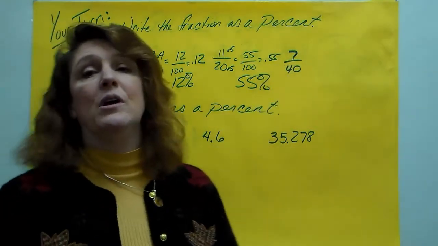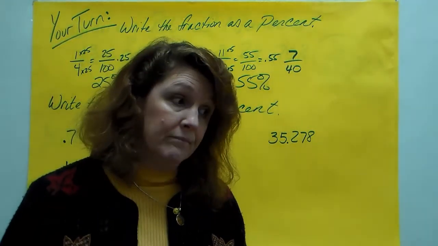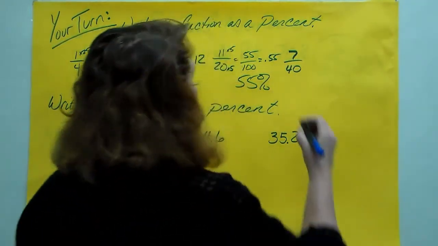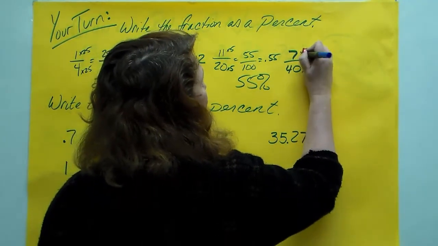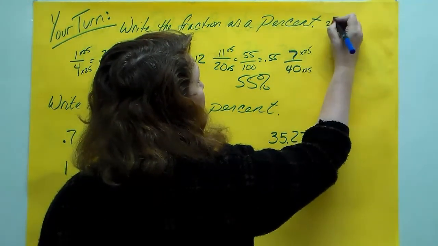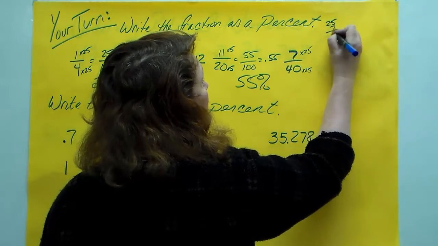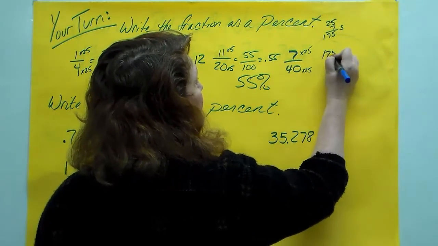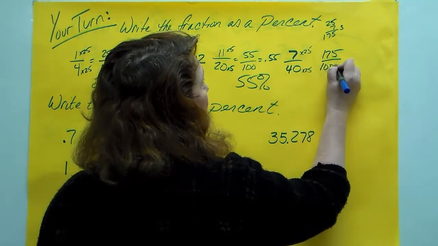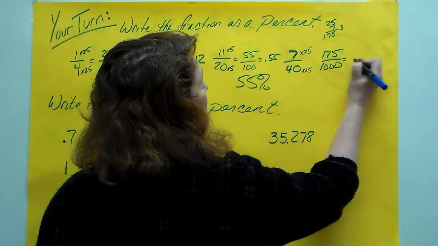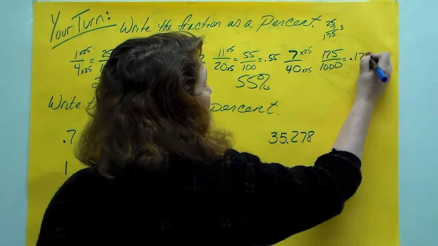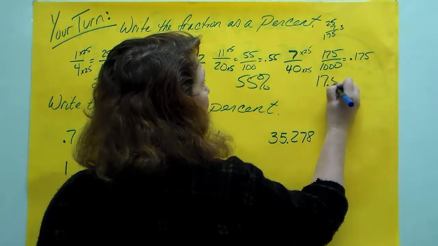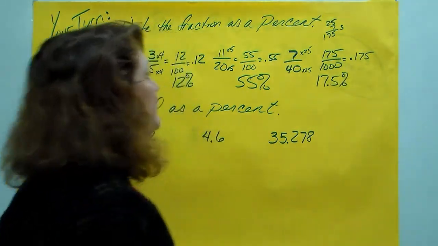40 does not go into 100, but 40 goes into 1,000 25 times. Times 25 times 25. I don't know what 7 times 25 is. 175 over 1,000, which is 0.175. So this is 17.5%.